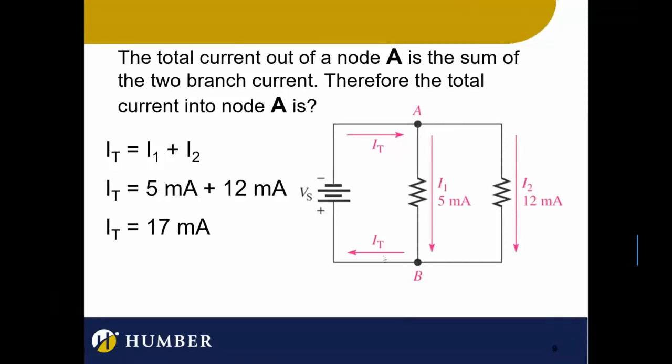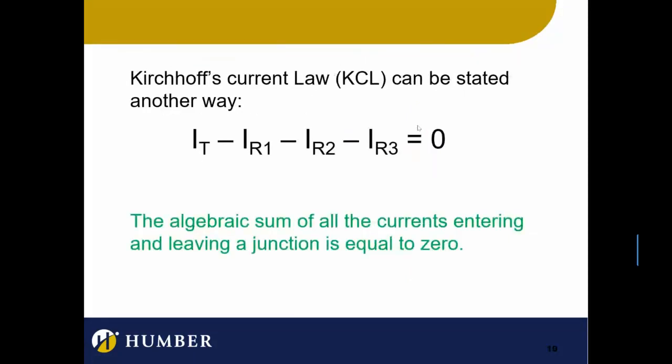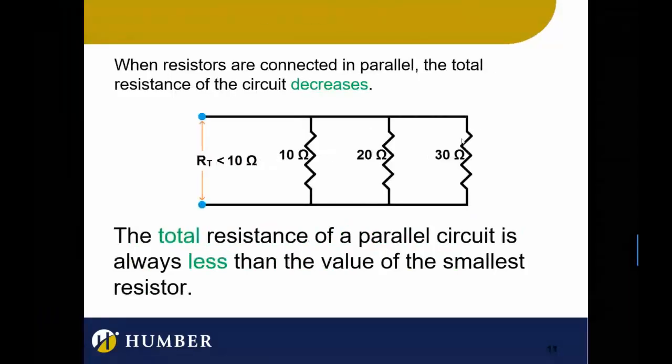These are things that are important in parallel circuits, and especially when we get into series-parallel circuits, where we have to talk about certain points in a circuit, because in this case, we can see that this point is dividing the current. Okay, good. Kirchhoff's current law can also be stated like this: the total current, minus the current going through one branch, minus the current going through another branch, minus the current going through the last branch, equals 0. Another way of looking at it.